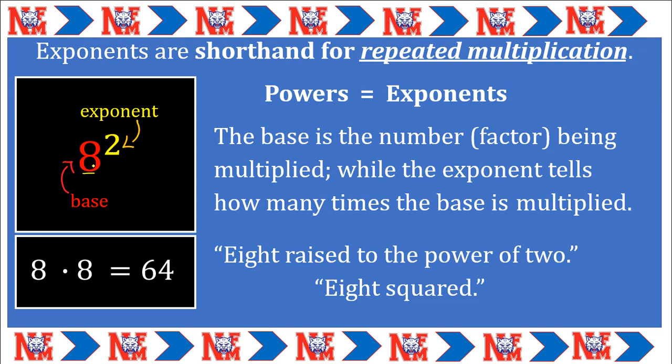People can read this expression as 8 raised to the second power, or you could say 8 squared. Now, to evaluate, which means to get a value, you need to write this out. Remember, it is repeated multiplication. So we're going to write 8 times 8, and we get 64. So we can see that 8 squared is 64.